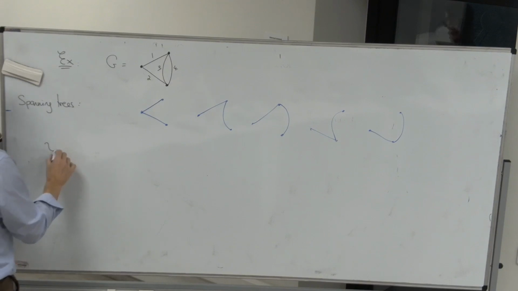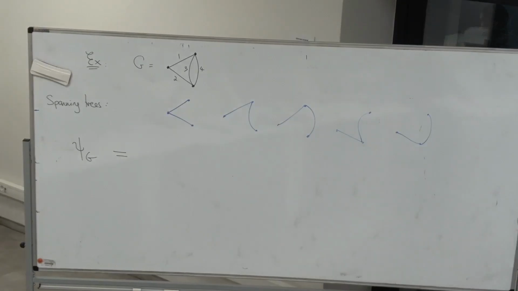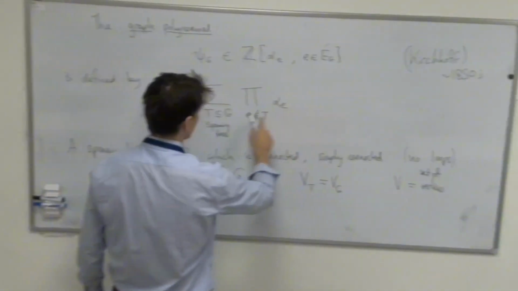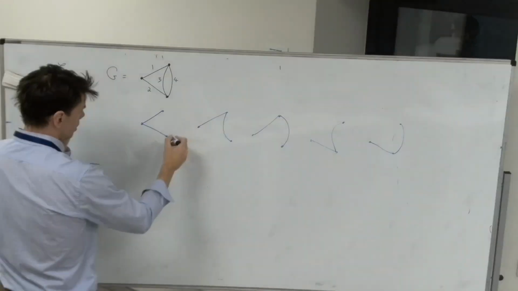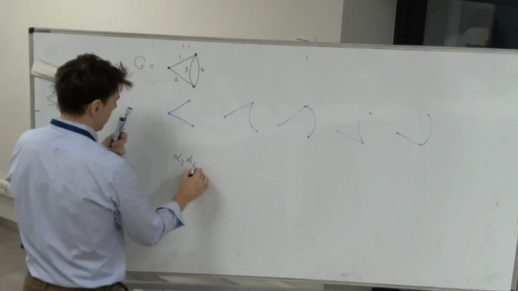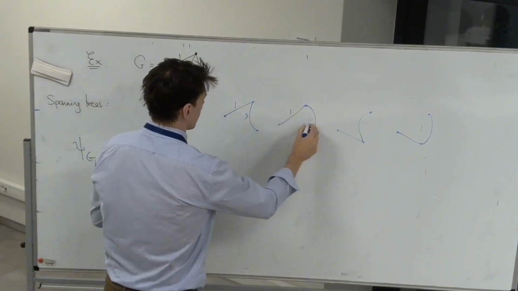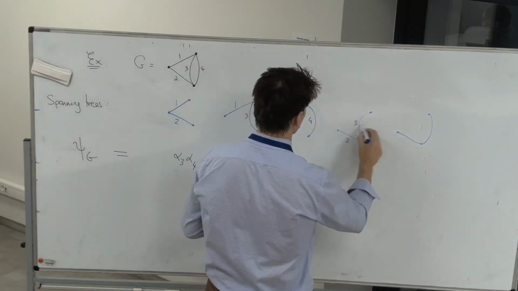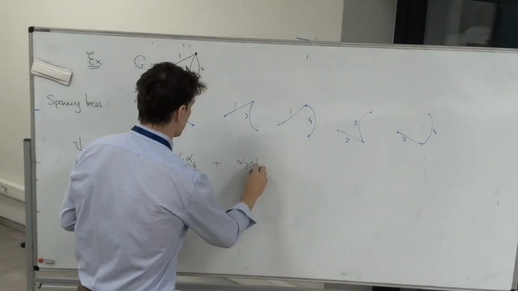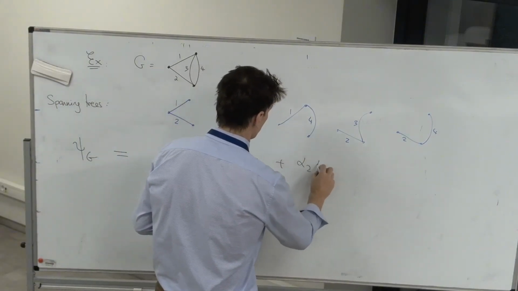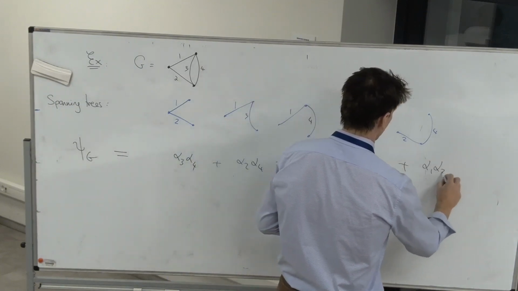And then to get the graph polynomial, to each such spanning tree we get a monomial here. And it's the product of variables which are not in the spanning tree. So here the variables not in spanning tree are alpha 3, alpha 4. Perhaps I should just label these for clarity: 1, 4, 2, 3, 2, 4. So alpha 3 plus alpha 2 alpha 4 plus alpha 2 alpha 3 plus alpha 1 alpha 4 plus alpha 1 alpha 3.